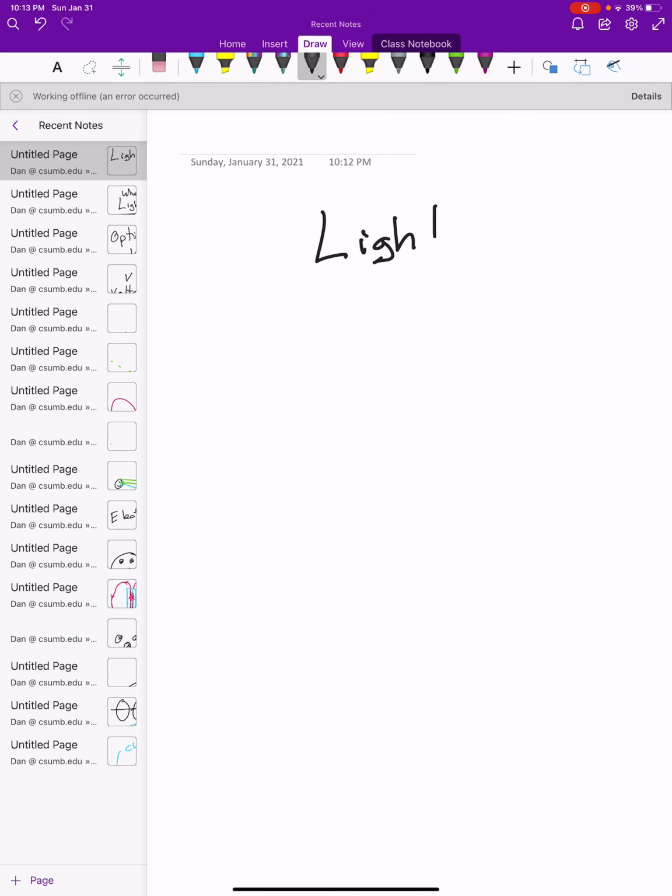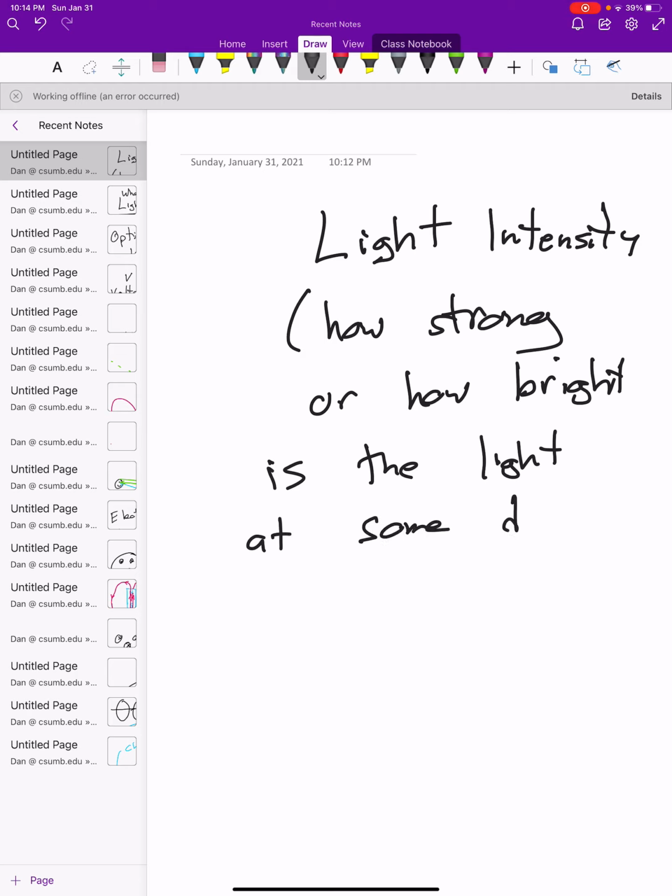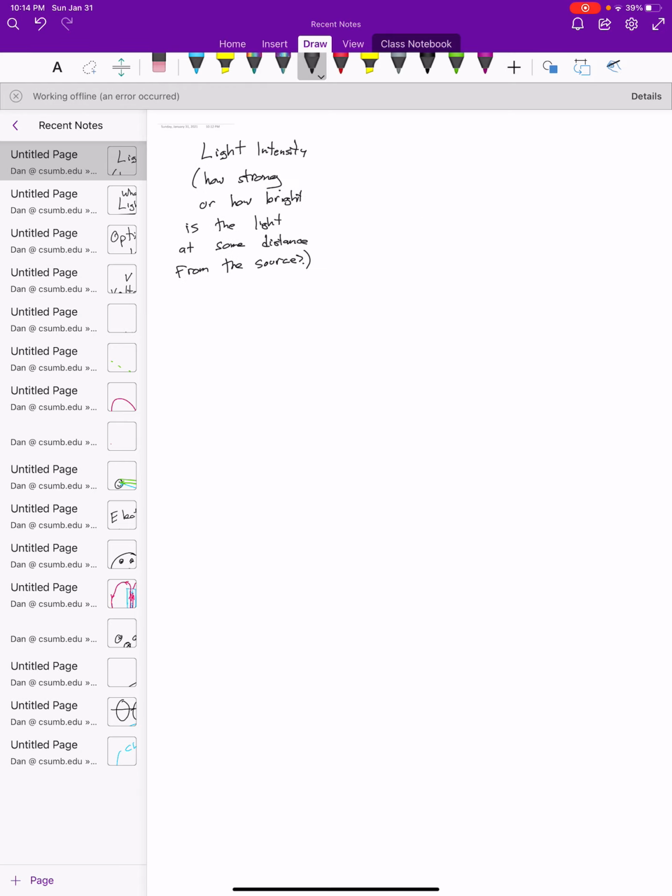I want to start talking about light intensity. You can think of that as how strong or how bright is the light at some distance from the source. The next lab is going to actually address this. Source being a light bulb or a star, whatever happens to be shining. So let's think about it like this.